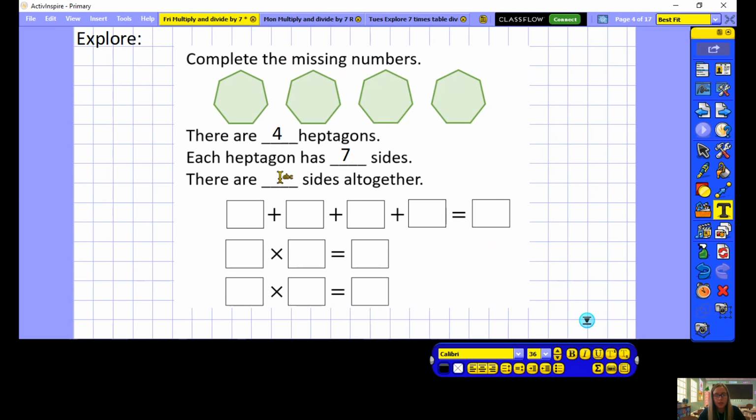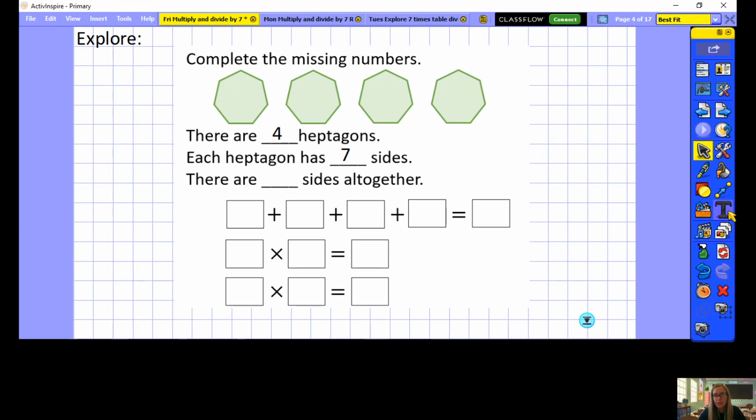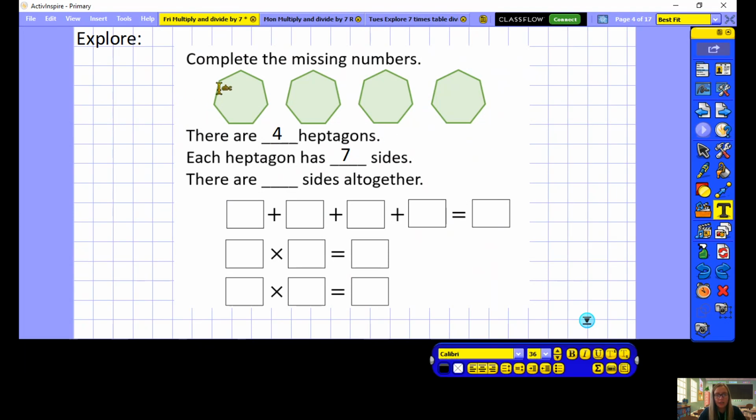There are something sides altogether. So this is where we need to count how many sides altogether. But now we can count in sevens. We can either count each individual side, or we can use our knowledge that this shape here has 7 sides. This one has, oh no, it doesn't have 8, it has 7 as well. This one has 7 as well, and this heptagon has 7 as well. So now I can count in sevens to work out. So I've got 7, 14, 21, 28. So there are 28 sides altogether.